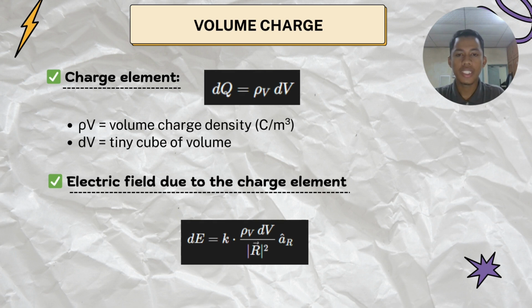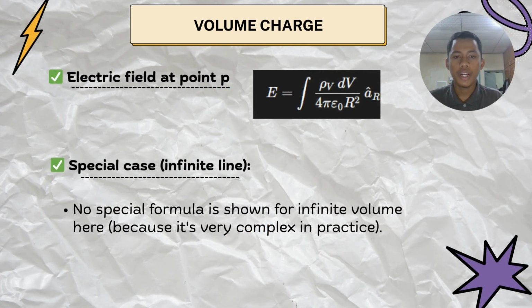And lastly, we will discuss the volume charge equation. For the charge element, the key points are rho V and dV. For the electric field due to the charge element, there is no key point. For the electric field at point P, there is also no key point, and for the special case, there is no formula. It is because it is very complex in practice.